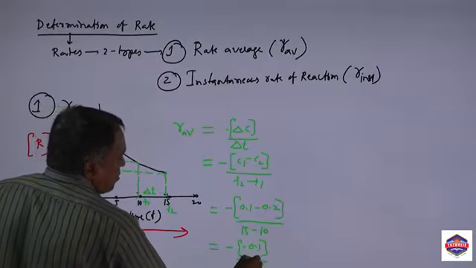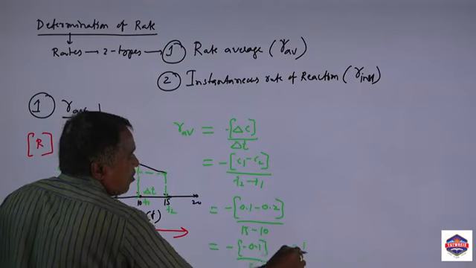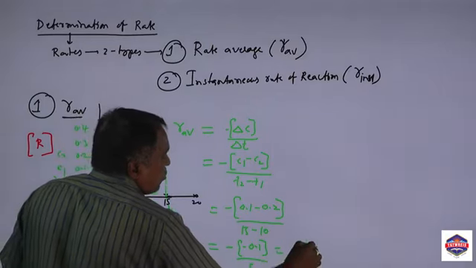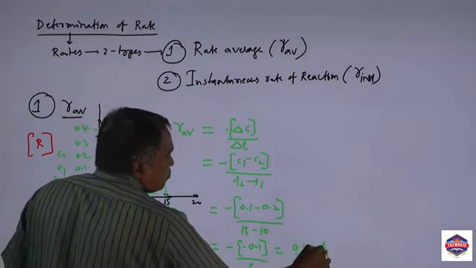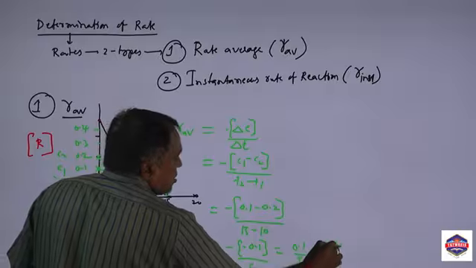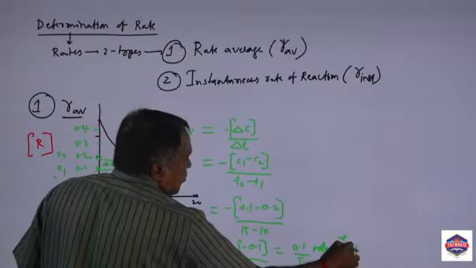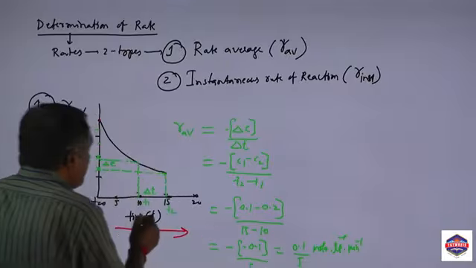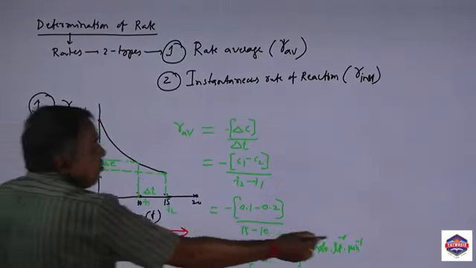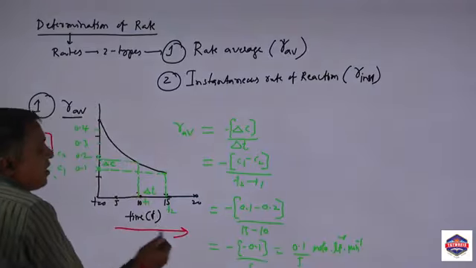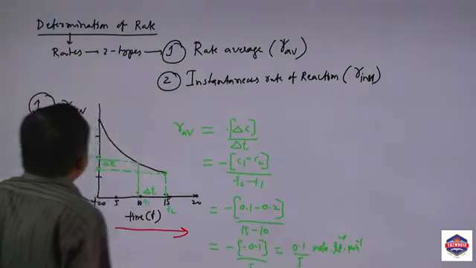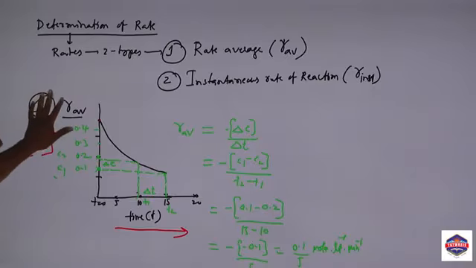by this is 5. So it is equal to 0.1 by 5. This is mole liter inverse, because it is a rate, mole liter inverse and minute inverse or time inverse or second inverse, whatever it is. Suppose if you take this in minutes, it will be in minutes. Suppose if you take this in seconds, it will be in seconds. So this is the way of average rate.